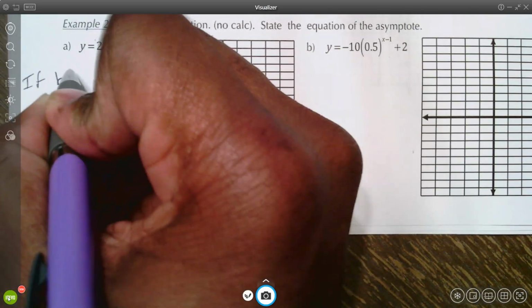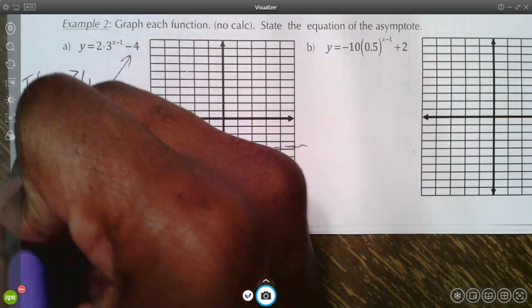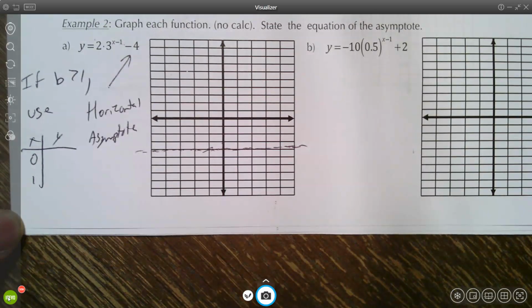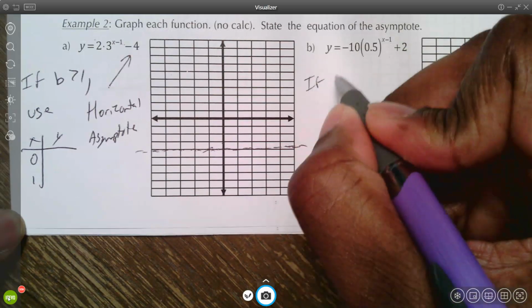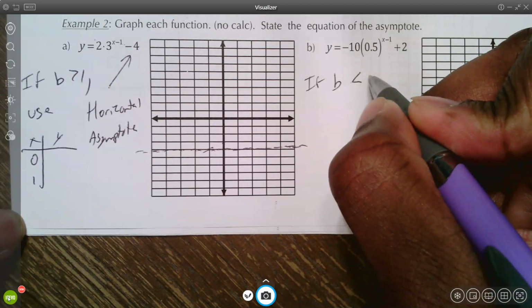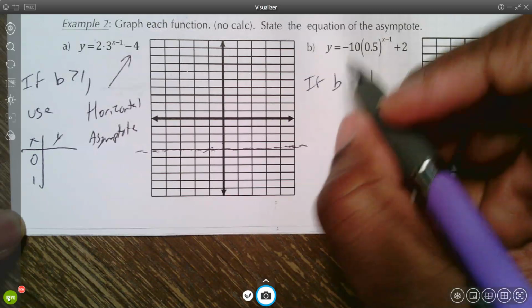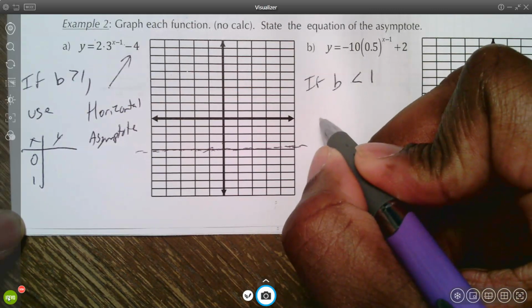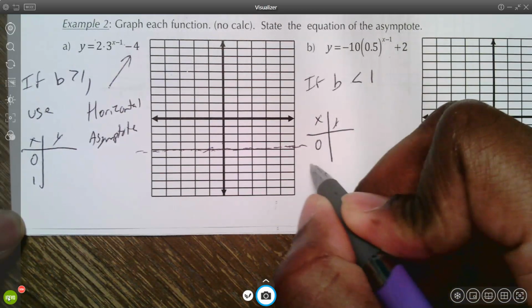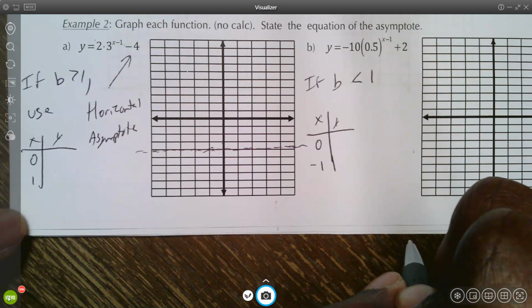If b is greater than 1, use a table and let x be 0 and 1. If b is in between 0 and 1, let's just say less than 1, because you won't get a b value that's negative, you want to use the x and y table. But instead of using 0 and 1, you will use 0 and -1 as your 2 inputs for x to come up with the rest of the graph.